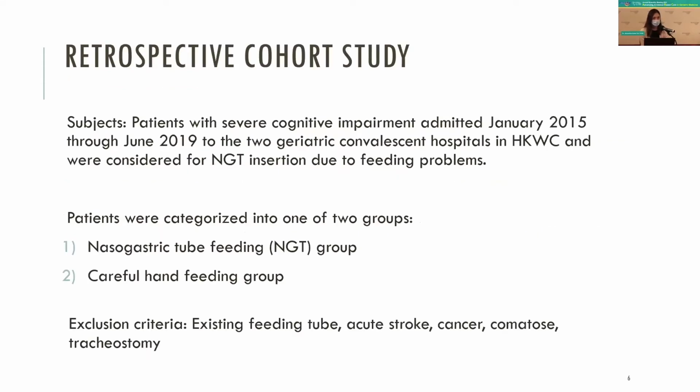A retrospective cohort study was done, and we identified patients with severe cognitive impairment who were admitted from January 2015 to June 2019 to 2 geriatric convalescent hospitals in the Hong Kong West cluster, and who were considered for nasogastric tube insertion due to feeding problems during the index admission. The patients were categorized into 2 groups. The group that, after a discussion between the doctor and the patient's family member, decided for nasogastric tube insertion, and the group that opted not for NG tube and opted for careful hand feeding. We excluded patients who had existing feeding tube, acute stroke, cancer, who were comatose, and who had a tracheostomy.